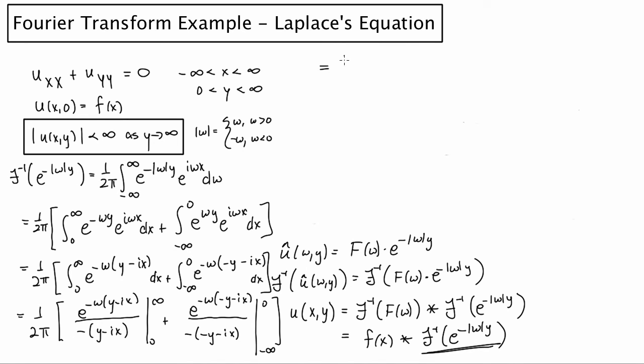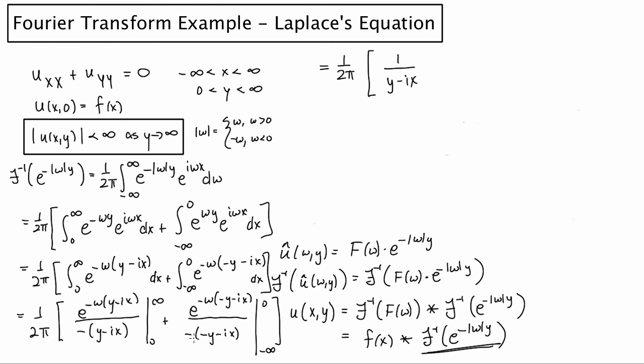So continuing with that line, we have 1 over 2 pi. And then if I look at the first piece, I know at infinity, this thing is going to die because it's a decaying exponential. So at infinity, this particular piece is going to go to 0. And then when I plug 0 in for omega, I'm going to get the top to be 1, and the bottom, because it's a negative, I get this negative to cancel. So this piece will end up as y minus ix when I evaluate it.